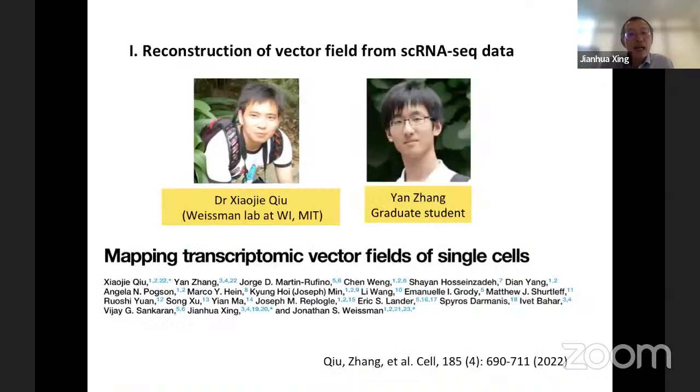The turning point came when the postdoc, Dr. Xiaojie Qiu, a postdoc at Jonathan Weissman's lab, approached me and showed me a paper. That's how we started the collaboration. The work I'll show is mainly done by two very brilliant young researchers, Xiaojie and my student Yan Zhang, co-advised by me and my colleague Yvette Bahar. This is the paper, and you can see it's really a collaborative research among many researchers.